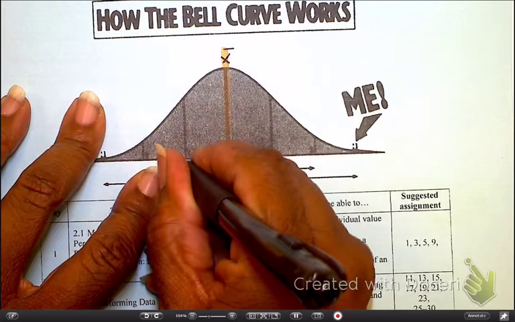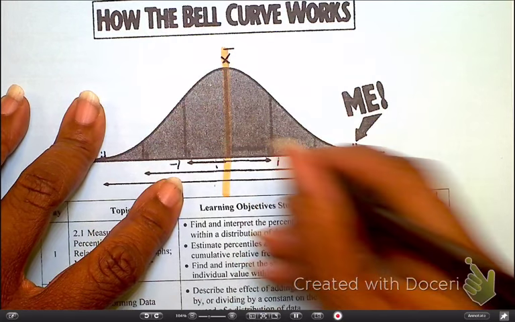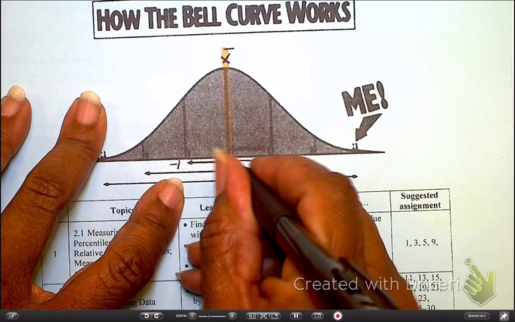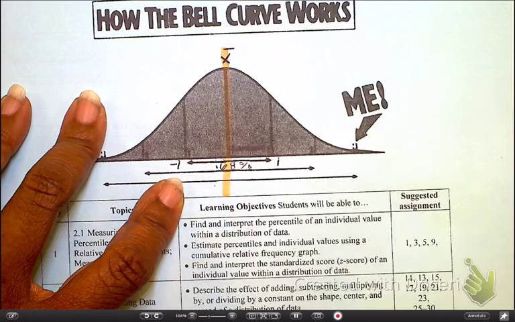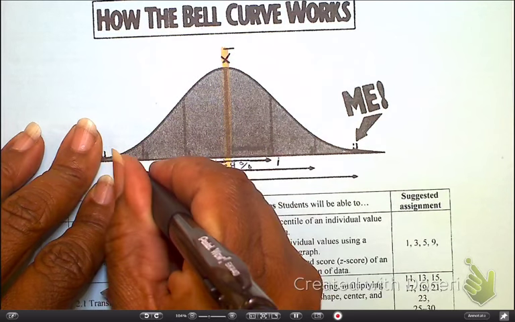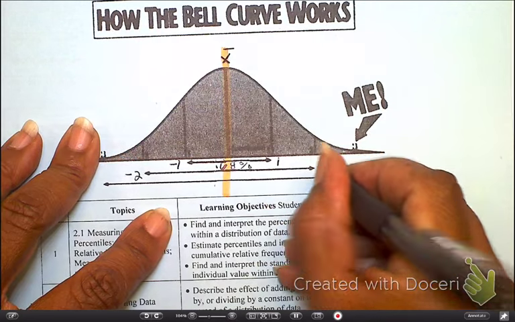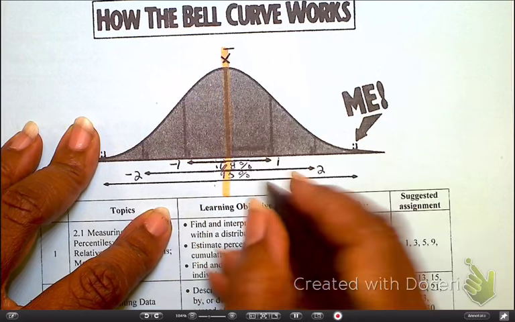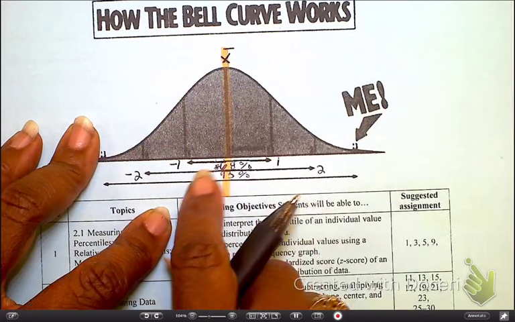So here is one standard deviation below the mean, one standard deviation above the mean. This is the middle 68% of the population. Here is two standard deviations below, two standard deviations above. That is the middle 95%. I don't want you to think that's a dot right there.